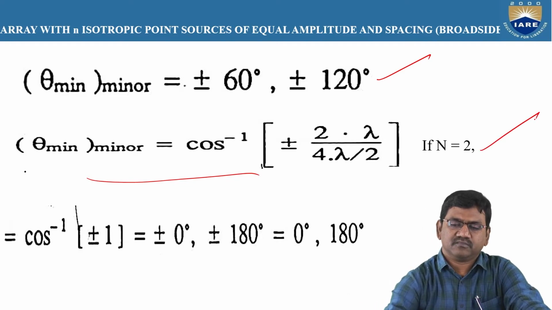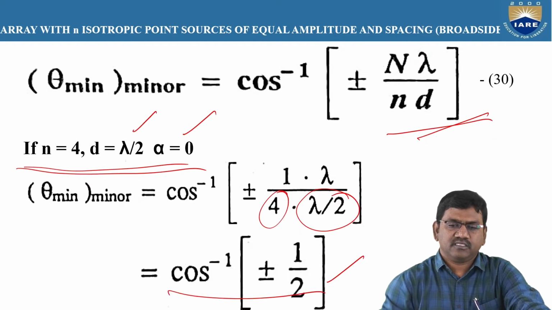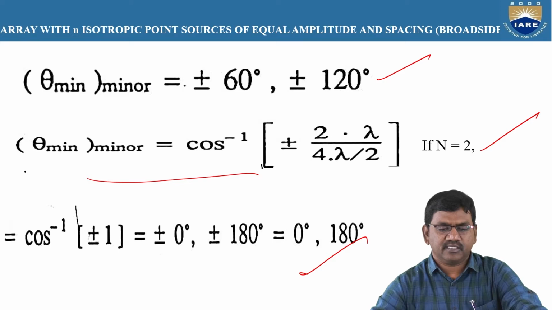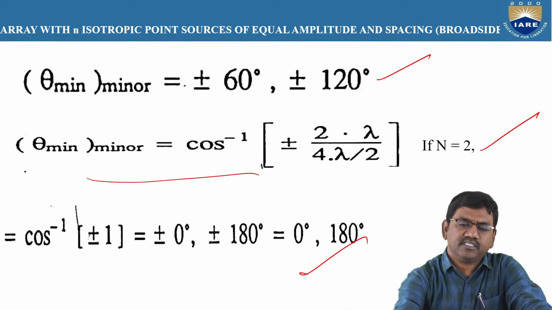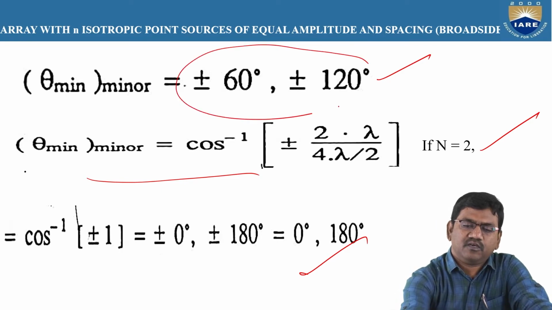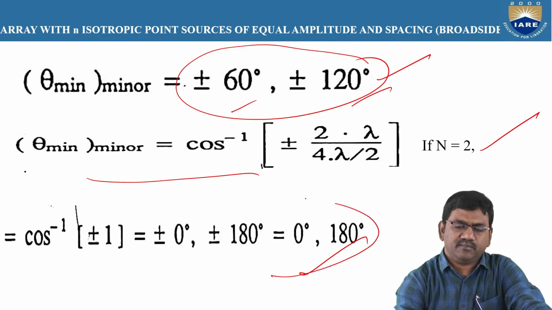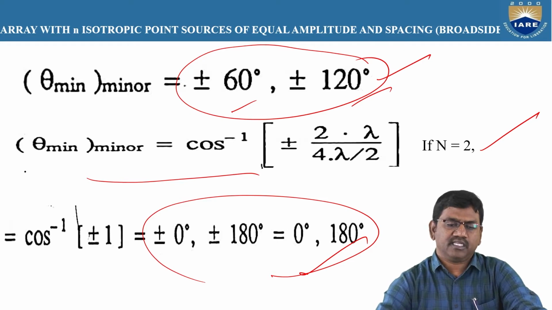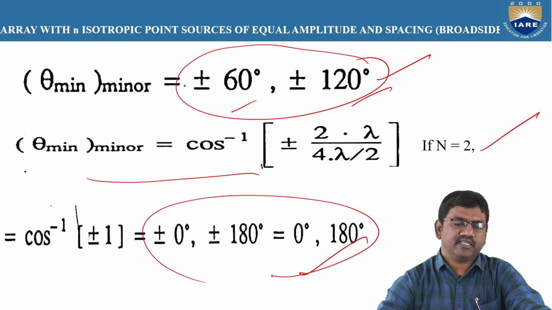Suppose if you take n is equal to 2, in this case we assumed n as 1. If you take n is equal to 2, you will get 0, 180 degrees, plus or minus 0, 180 degrees. That means you can see that the minor lobe minima are in the direction of 60 and 120, and also the minor lobe minima are in the direction of 0 and 180. So minor lobe minima are in the direction of plus or minus 60, plus or minus 120, and 0, 180 degrees.